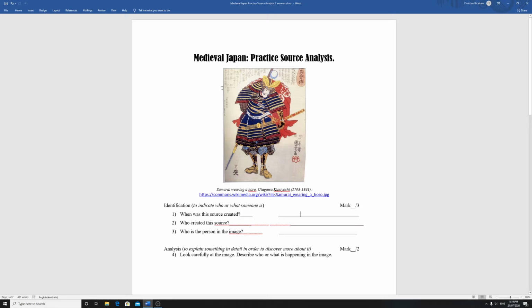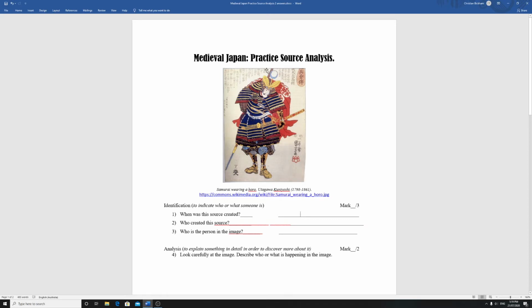Now, for this source, it's pretty easy. The samurai himself is the most significant feature of this source. And then we've got various things. We've got his weapons and things like that, but the samurai himself, that's the most significant feature. So we have to talk about him, and then we go on to everything else that he might be wearing.